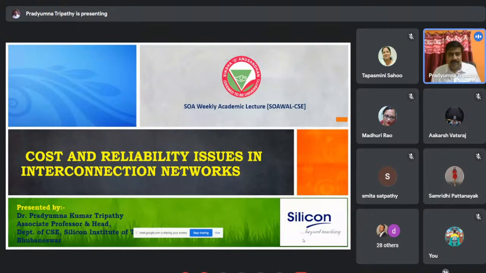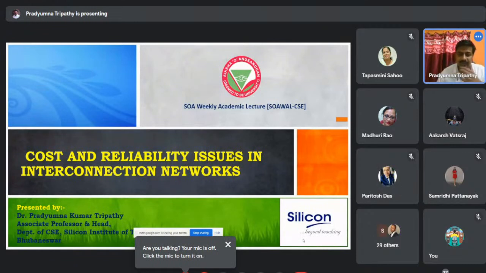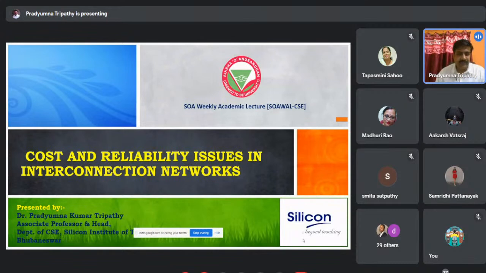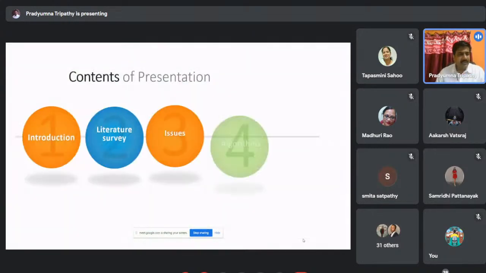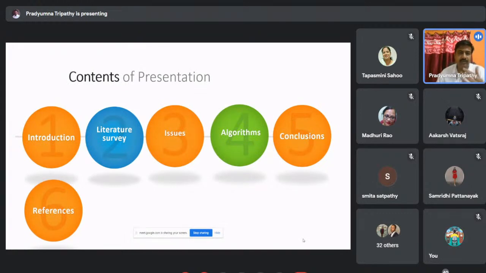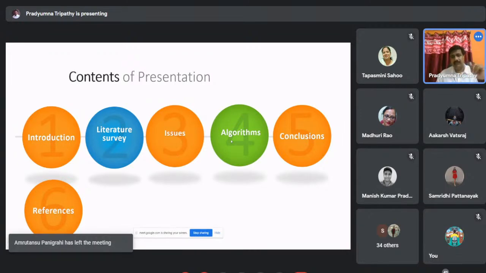Although there are various versions of interconnection networks, and people are working in different correlated areas, I will put some light on this and talk about different issues associated with interconnection network design principles, and what the research scopes are. The topic of today's discussion is cost and reliability issues in interconnection networks. I will give an introduction on what an interconnection network is and the factors that affect its design. Then we'll go for the cost and reliability issues and a literature survey of the issues associated with design, and algorithms or published papers addressing these issues. Then we have conclusions and references.